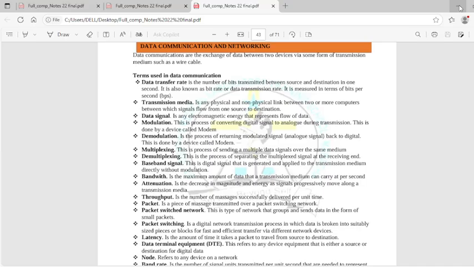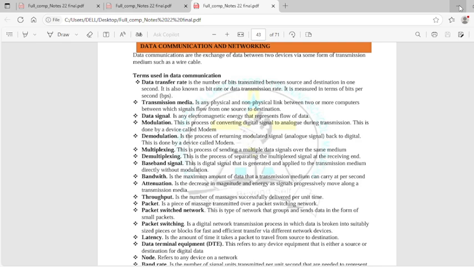What are some of the terms that are used in data communication? One, we have data transfer rate. When we talk of a rate, the transfer rate, at this time we are talking of the speed. So the data transfer rate is the number of bits transmitted between a source and destination in 1 second.